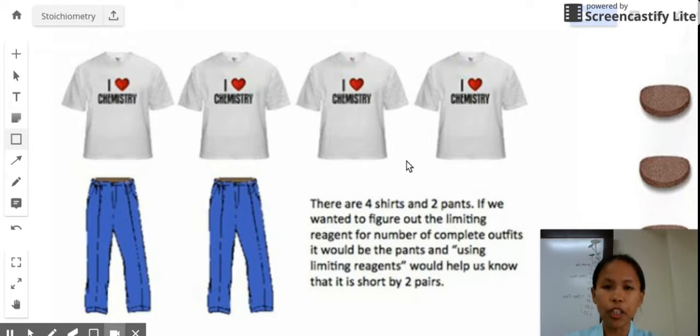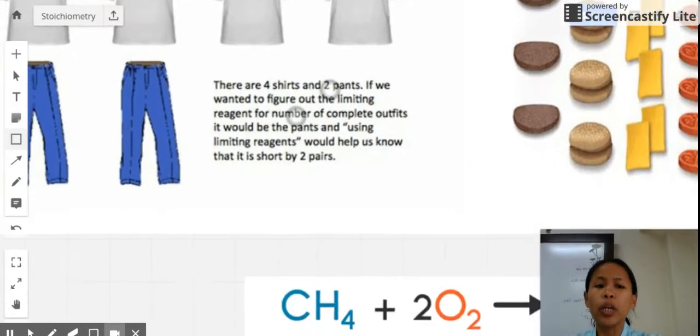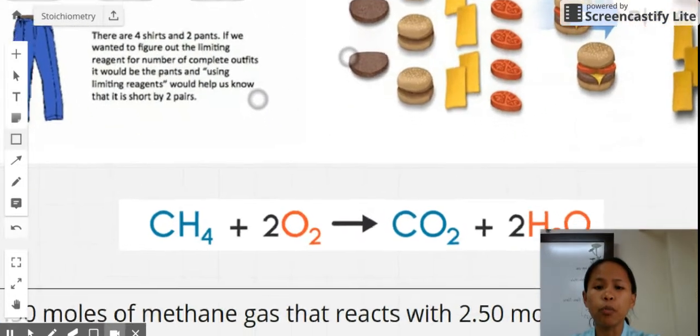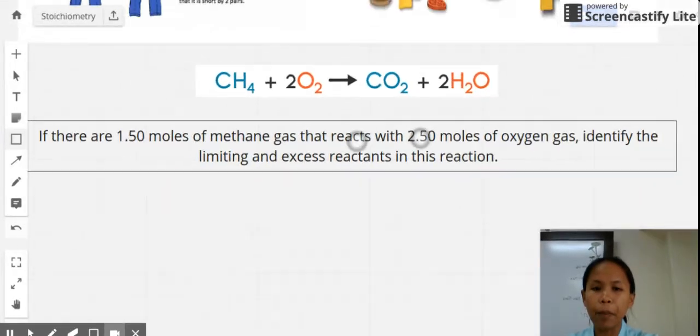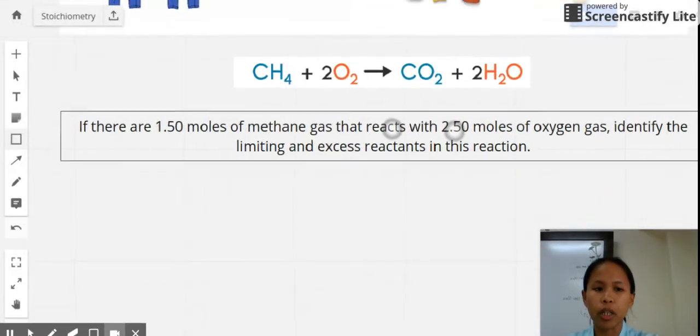So for this particular video, I'm going to teach you how to determine which is the limiting and excess reactant in a given chemical reaction. And take note that we can still use the roadmap that I taught you in the previous video. So let's start with applying this in the context of chemistry.